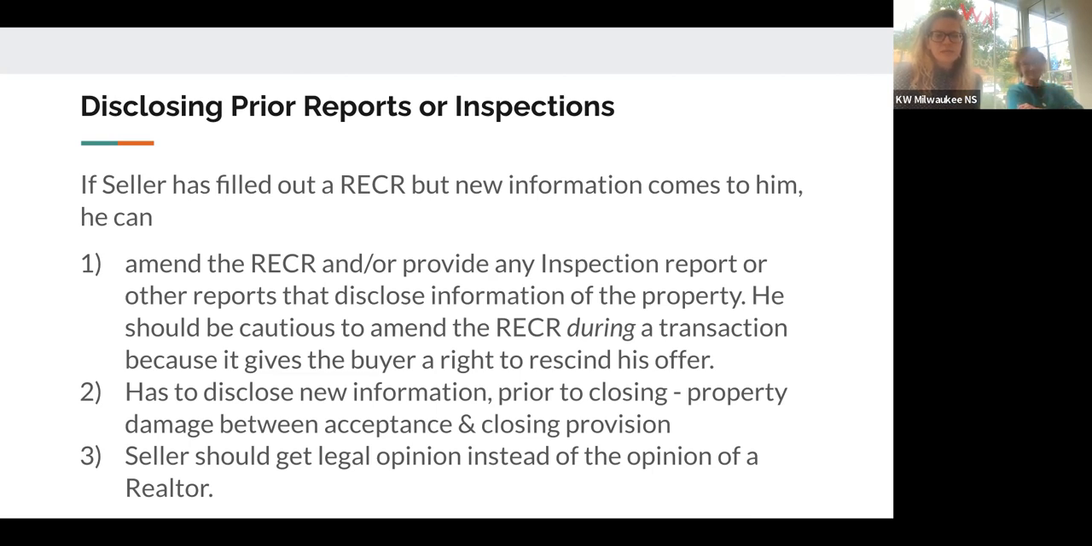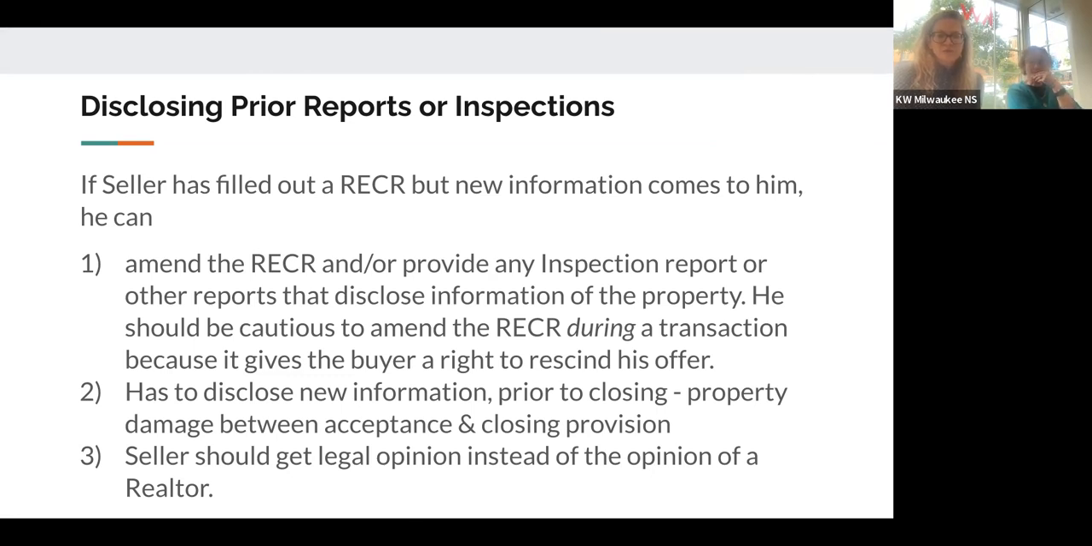What we're saying here, as far as being cautious to amend the real estate condition report, is that you don't want to amend it during a transaction. We'll refer to a different provision in the offer to purchase if something is revealed. But if an amendment is given during the transaction, then it gives the buyer new rescission rights out of that offer. So we just need to be very cautious of that.